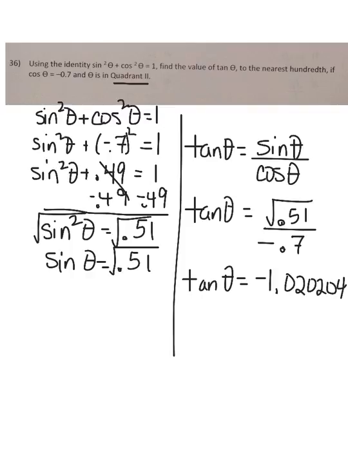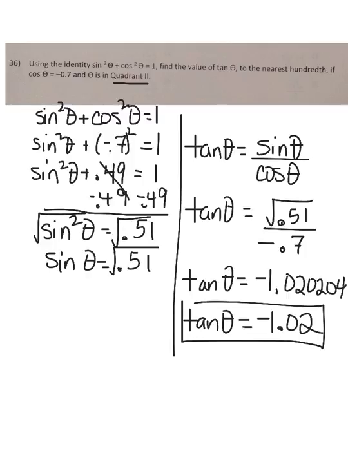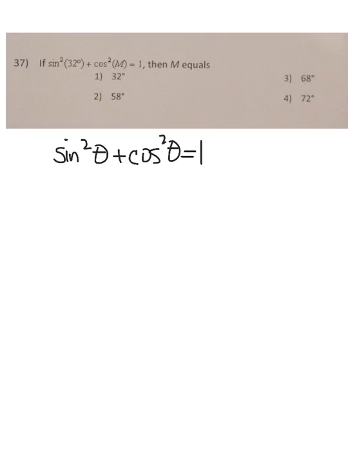1.020204. All right, this one says to the nearest hundredth. Please don't forget, 2 is the hundredths place. Look to the right, that 0 is not bringing that up. So in this case, we've got tan theta equals negative 1.02. Now we are in the second quadrant. Tangent is negative. We are all good. There's our answer. Okay, so let's look at number 37.